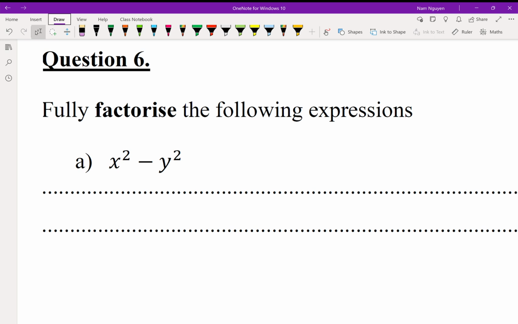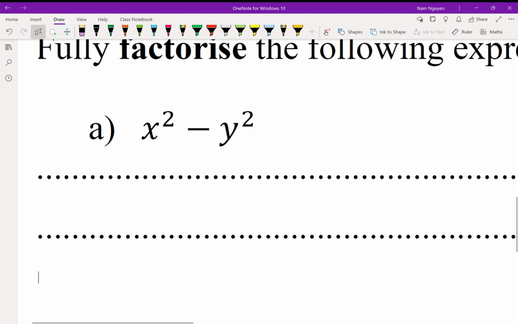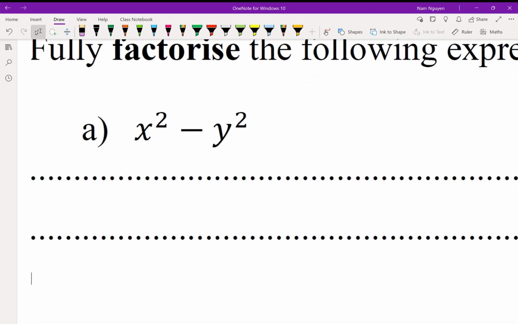What we're hoping that you see here is, can you see that this is the result of expanding by doing difference of perfect squares? Like, do you see that? Can you see that in front of you, you've got something squared minus something else squared?